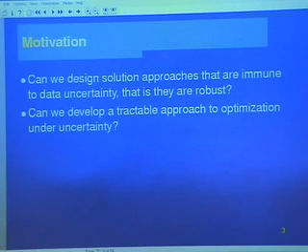In fact, I was involved in some antenna design problem, and little changes in the data of the problem could make a huge difference on the quality of the solutions involved. So the question, therefore, that motivates part of the motivation is, can we design solution approaches that are immune to data uncertainty? That is, they are robust.